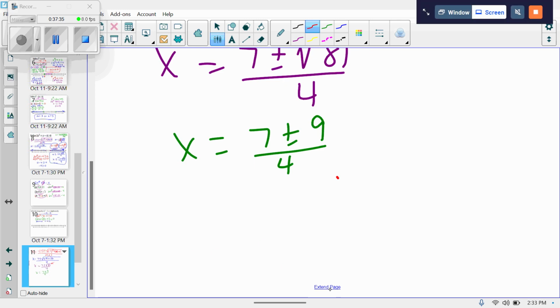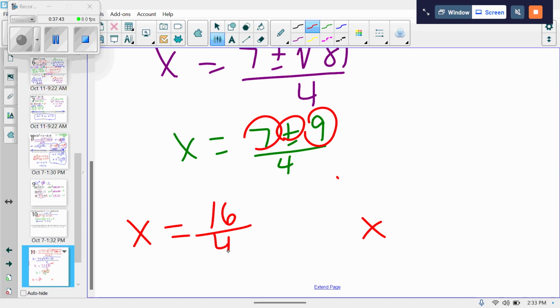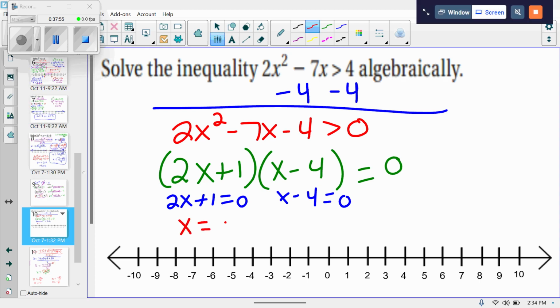So guys, when it's a perfect square, the square root of 81 is just 9. Like, this is easy math. Just do 7 plus 9, 16 divided by 4. So 4 is one solution. 7 minus 9, so negative 2 divided by 4. Negative 1/2 is the other, okay? You would get the same thing if you solved this and if you solved this.